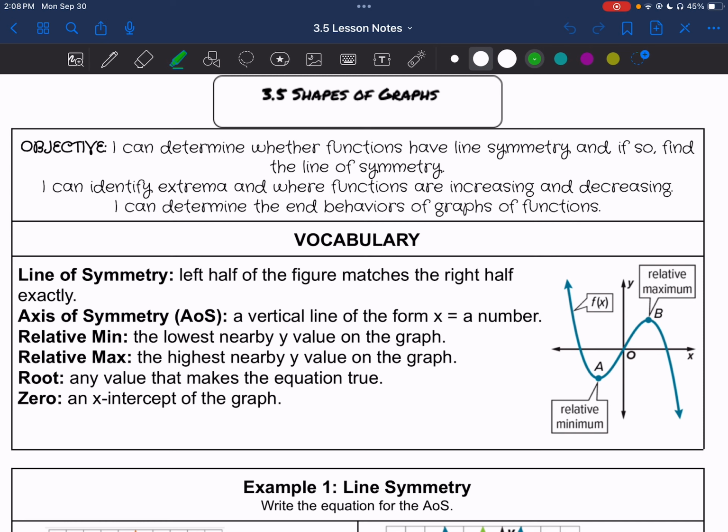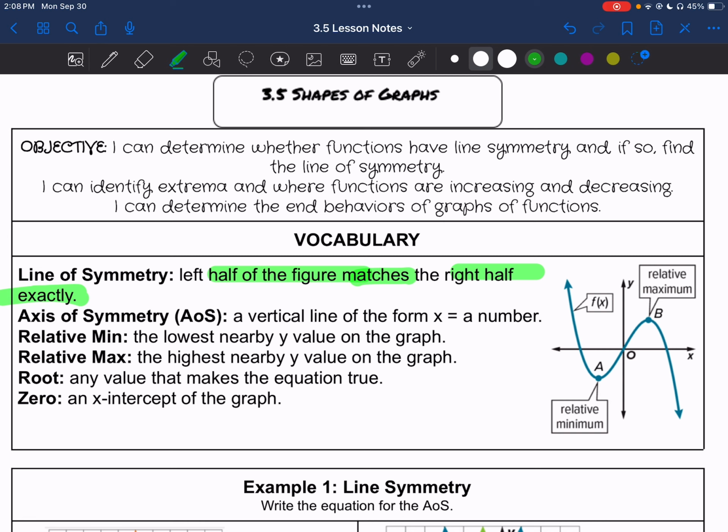The first one is line of symmetry. This is going to be a line that you can draw on the graph where the left half of the figure matches the right half of the figure. Exactly, and that is the key. It has to exactly match. The axis of symmetry is a vertical line in the form of x is equal to a number. This is going to be the line that there is a reflection across.